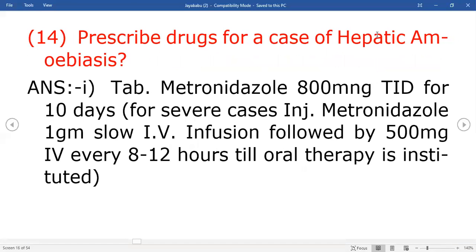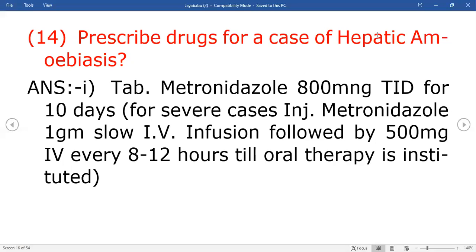Okay. 14th one. Prescribe drugs for a case of hepatic amoebiasis. So the answer is tablet Metronidazole 800 mg TID for 10 days. In severe cases, you're supposed to give injection Metronidazole 1 gram slow IV infusion followed by 500 mg IV every 8 to 12 hours till oral therapy is instituted. So prescribe drugs for a case of hepatic amoebiasis.